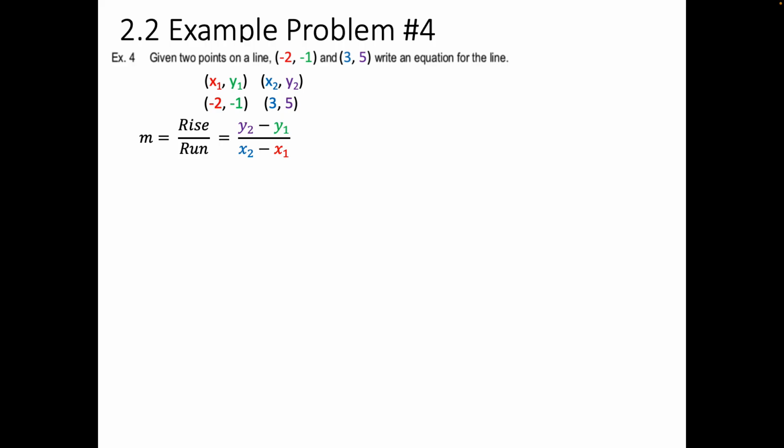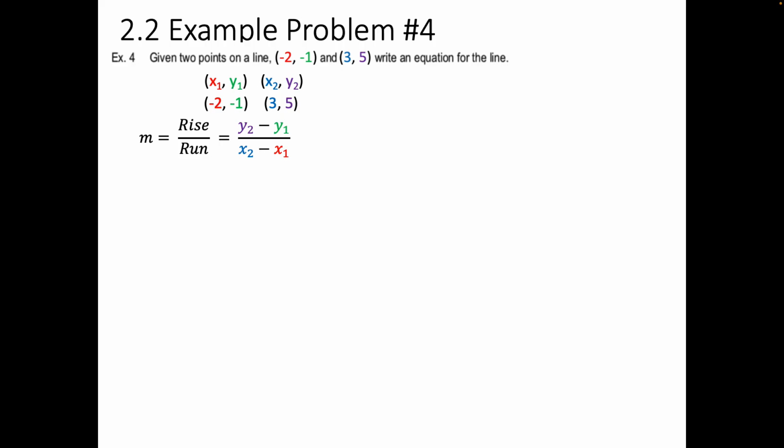But luckily, we know how to calculate the slope from 2 points, because we know that the definition of slope is rise over run, or the difference of my y's over the difference of my x's.